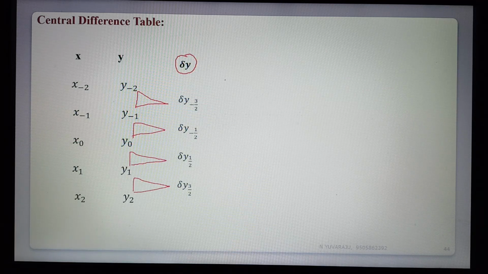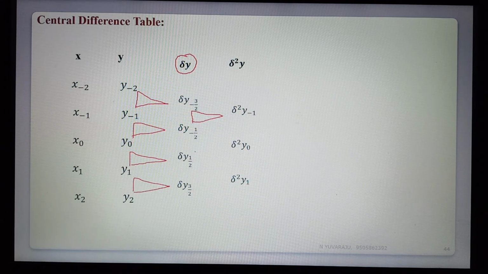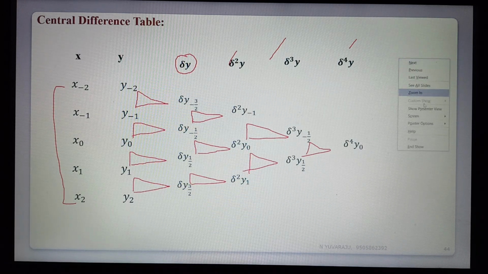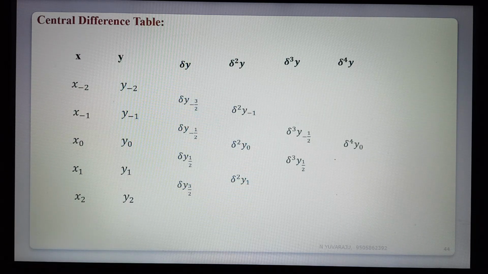Next, the second order is this difference: this value minus this value, and next this value minus this value. Next, the third order means this value minus this value. Next, the fourth order, this value minus this value, totally 5 values up to the fourth order.